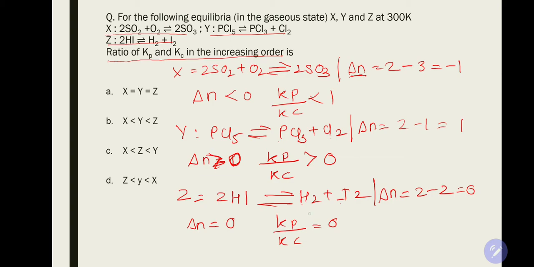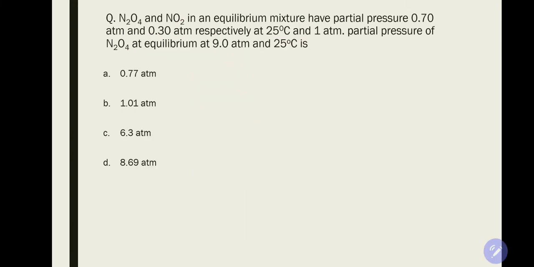Now arrange them in increasing and decreasing order. What you can see over here is that X is greater than Z, which is greater than Y. Yes or no? In increasing order, Y is greater than Z, Z is greater than X. So the correct answer is C. Understood? Okay, now let's move on to the next question.